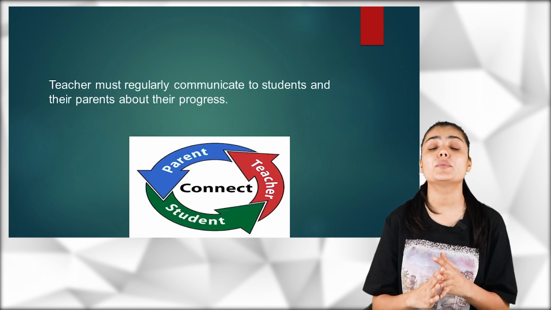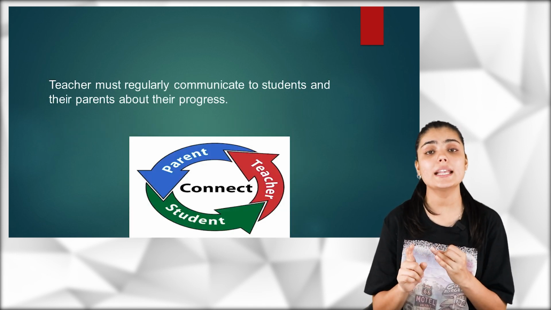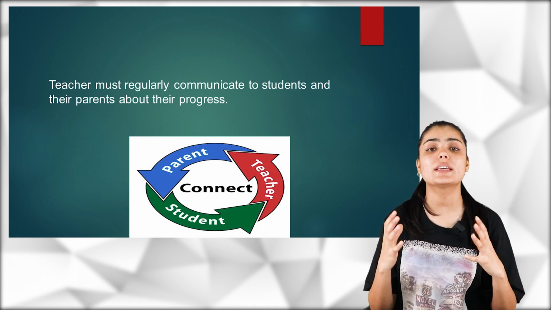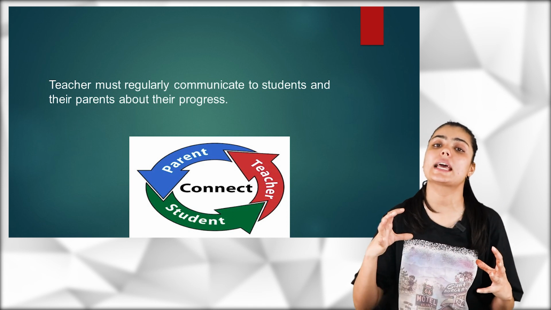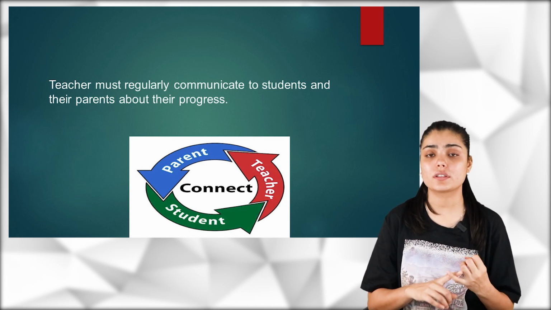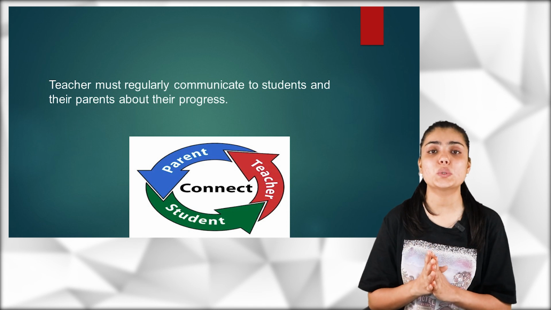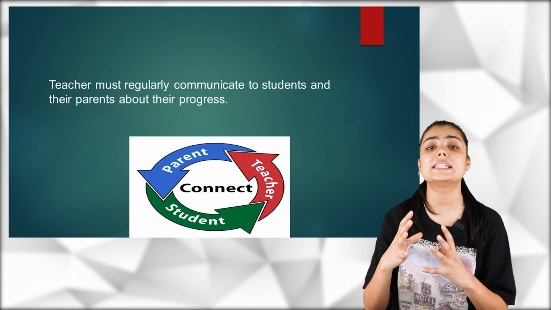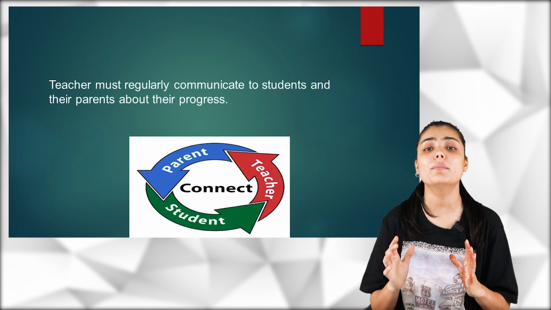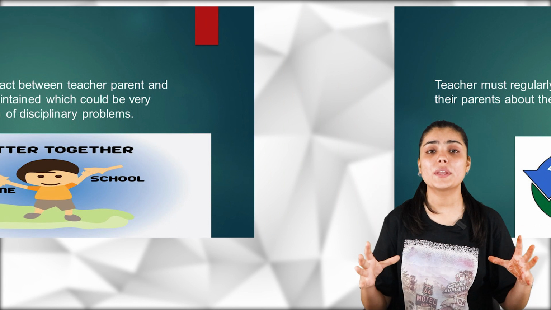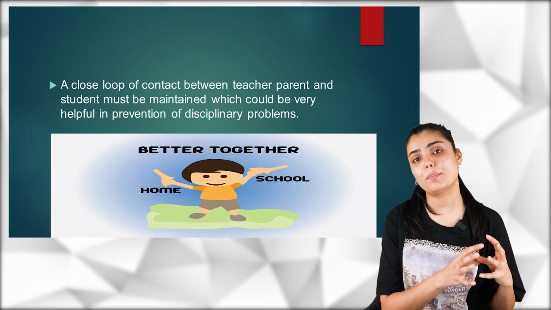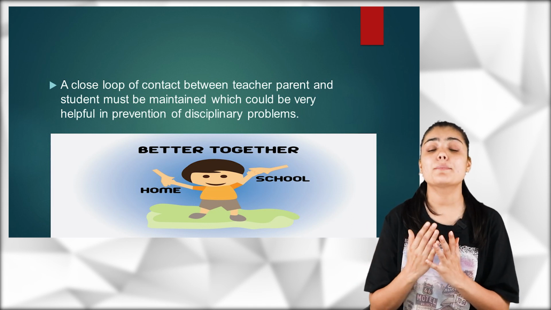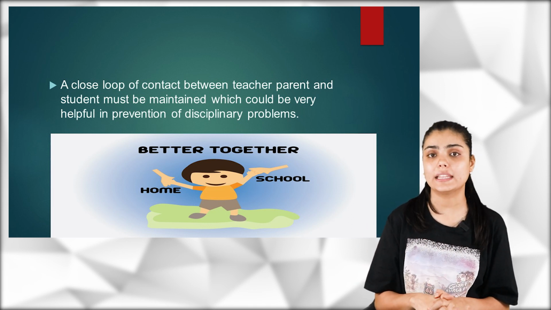The teacher must communicate regularly with the students as well as the parents of the student about the progress of the student. When there is interaction between the teacher, parents, and the student about the progress or about the problems that are faced by the students, it helps them come out of the problem easier. It helps them to identify any kind of disciplinary problem at the earliest stage. So when there's a close loop of contact between a parent, a teacher, and a student, it helps to identify and manage the disciplinary problems at the earliest.